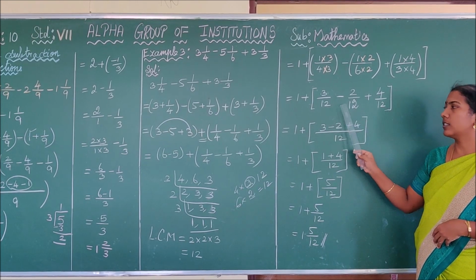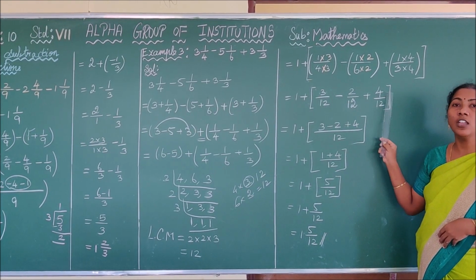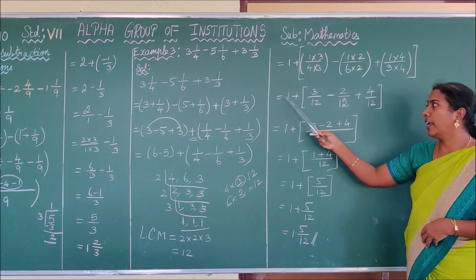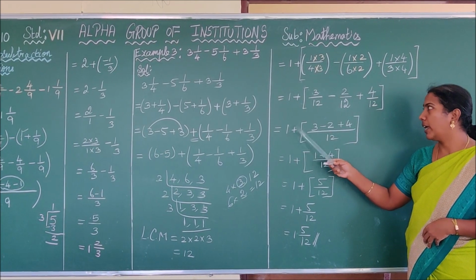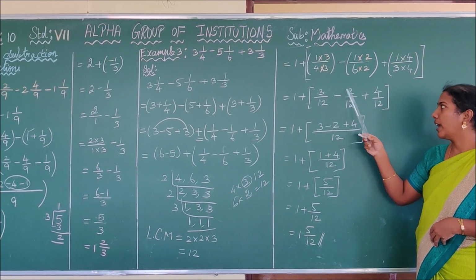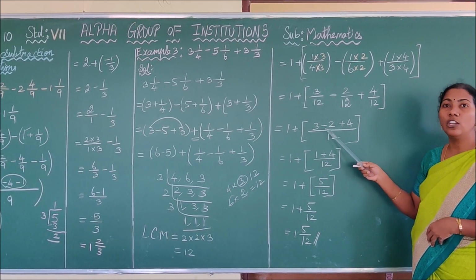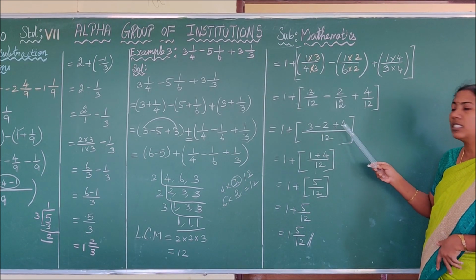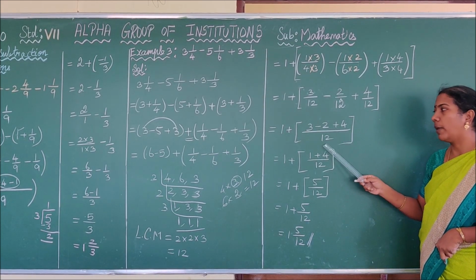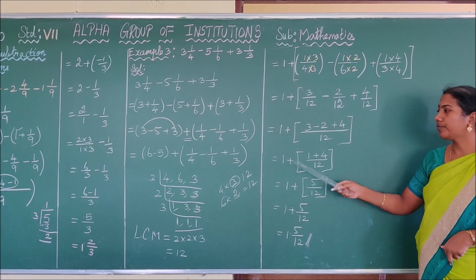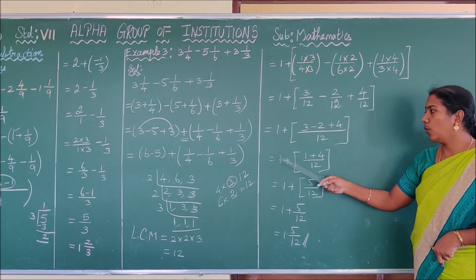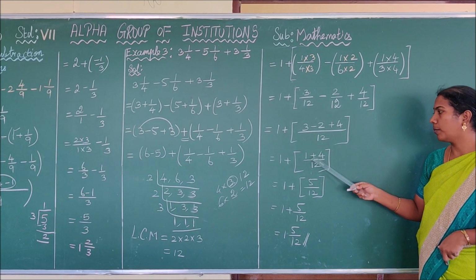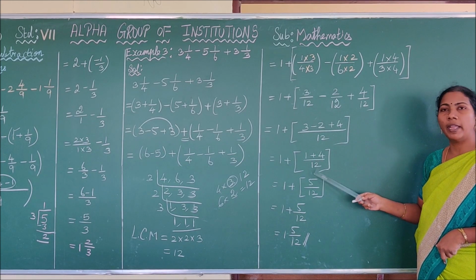If the denominators are the same, we can easily evaluate the numerators. In the next step, we are going to evaluate the numerator. Write the whole part, 1 plus 3 minus 2. You have to include the symbol also. 3 minus 2 plus 4 whole divided by 12. Clear, children? In the next step, 1 plus 3 minus 2. What is your answer? 1 plus 4 whole divided by 12.